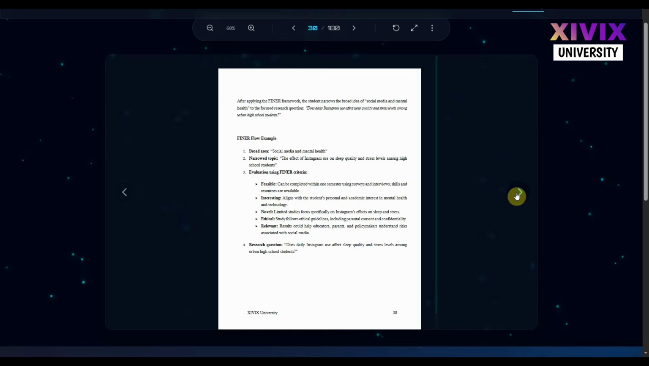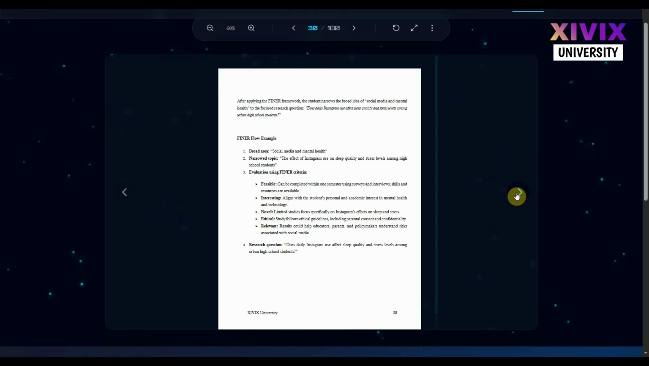And the researcher has used the FINER criteria to ensure its quality and effectiveness. And it successfully concluded that the topic is feasible because the study can be completed within one semester using available skills, surveys, and interviews. It is also interesting as it aligns with the student's academic and personal interest in mental health and technology. And the study is novel since limited research focuses specifically on Instagram's effects on sleep and stress. And it is also ethical because it follows proper guidelines including parental consent and confidentiality.